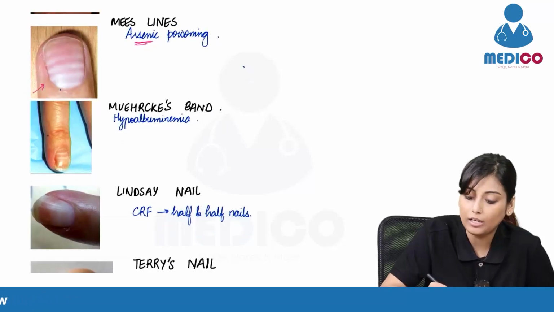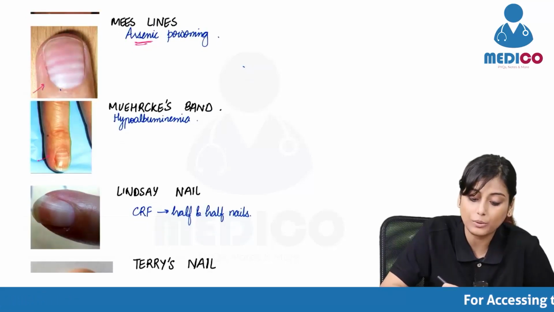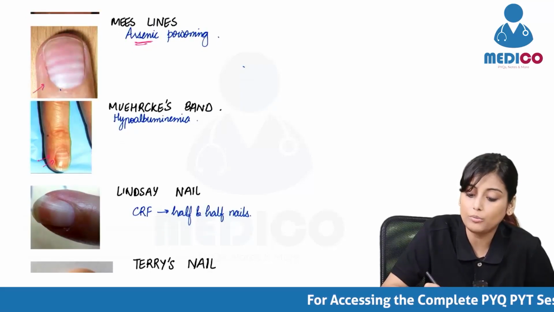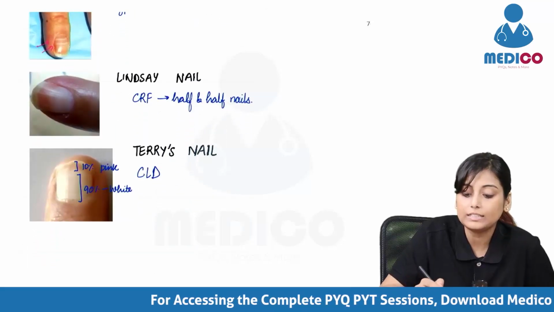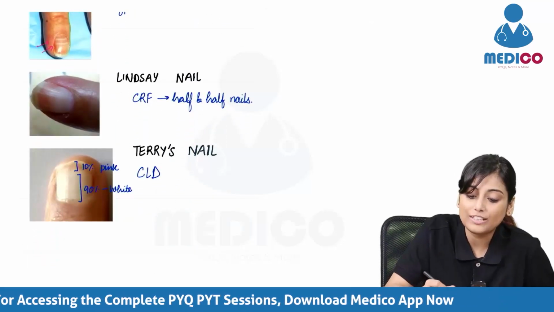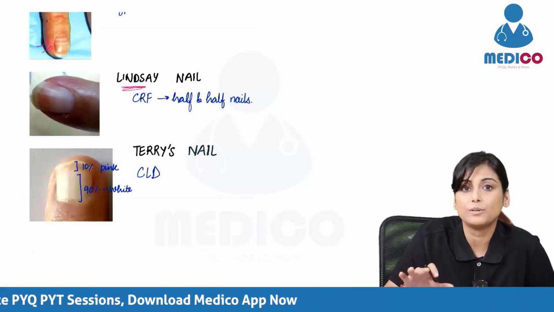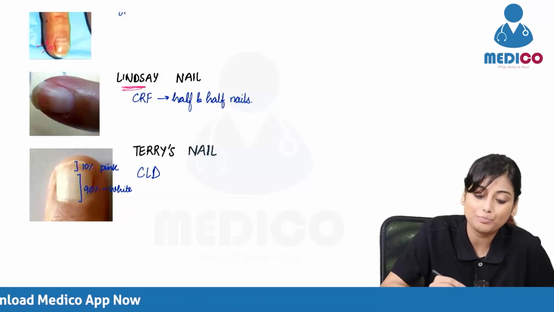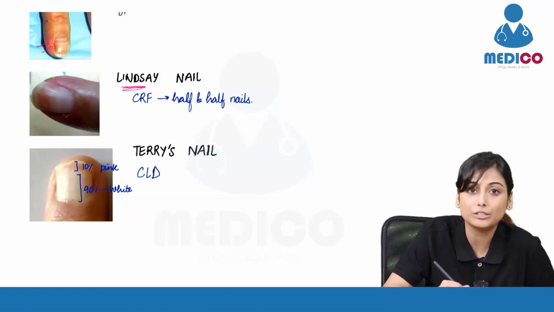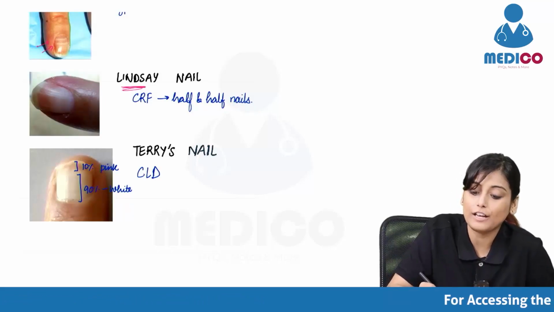Then hypoalbuminemia will have a few bands, one or two lines, which are called Muehrcke bands. Lindsay nails are seen in, so I remember it like this: Lindsay sounds like a female's name. So she has painted them nicely. Half of the nail she's painted, half she hasn't. So half and half nails.